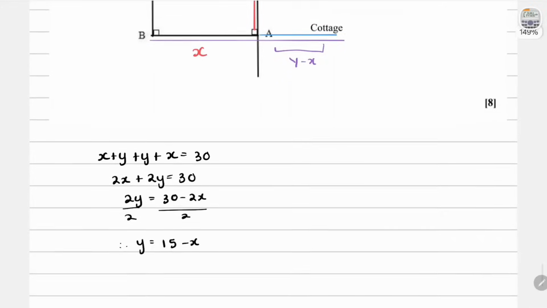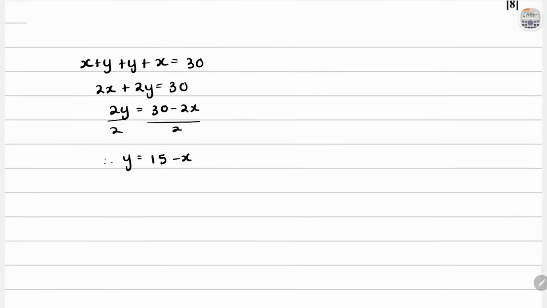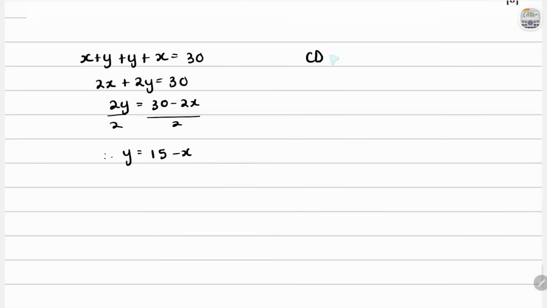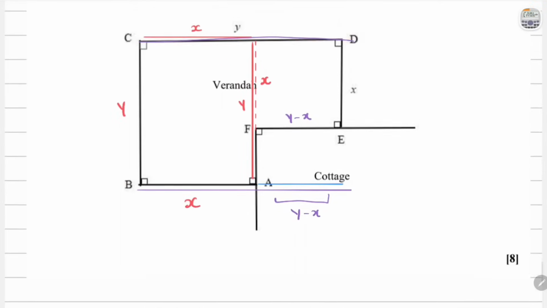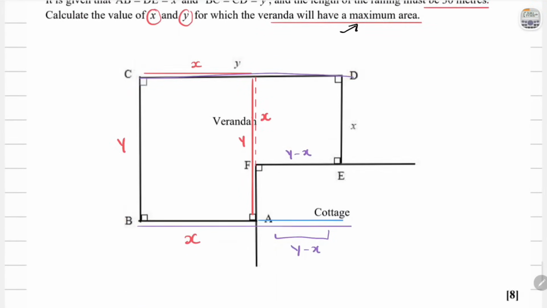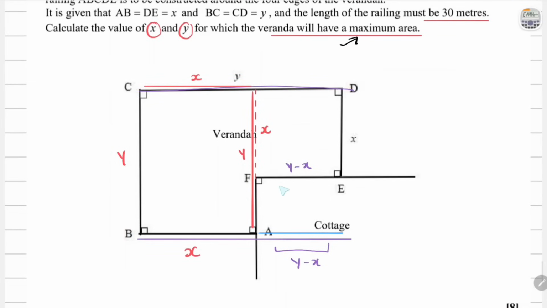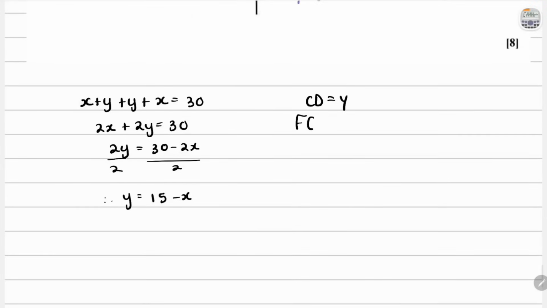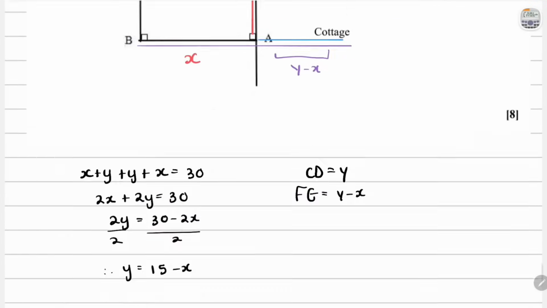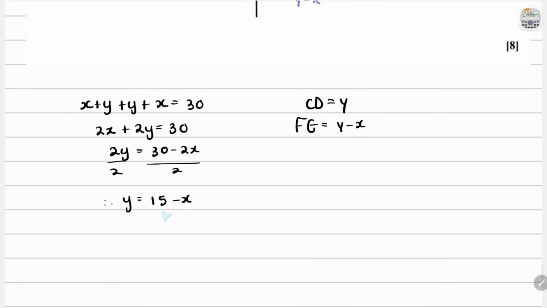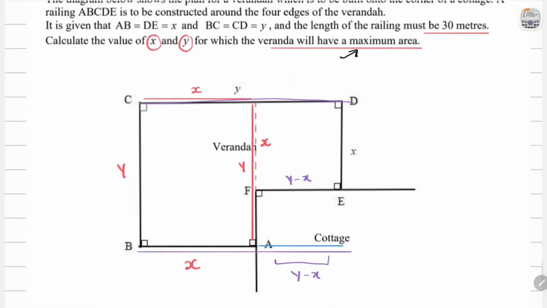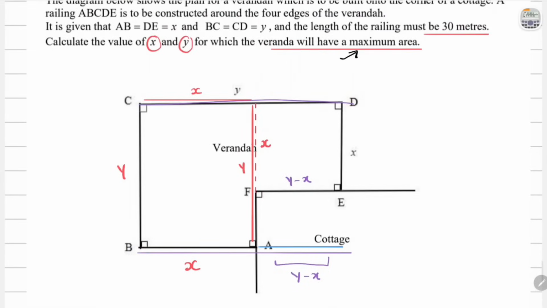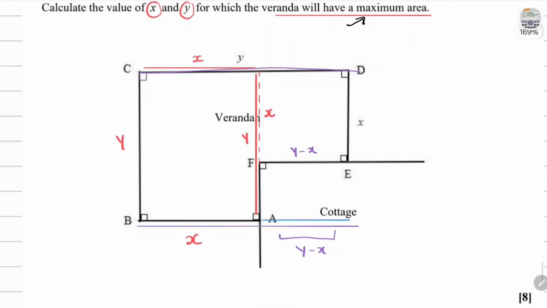Okay, so let's just put down the things that we would need after this. So we can tell them that CD is equal to y, and they already told us that. And another thing that we just need to tell them is how FE is actually equal to y minus x. So FE equals y minus x. And this is all we need. We already have an expression for y, and we have all of these in terms of x as well. So let's go ahead and start finding the area.